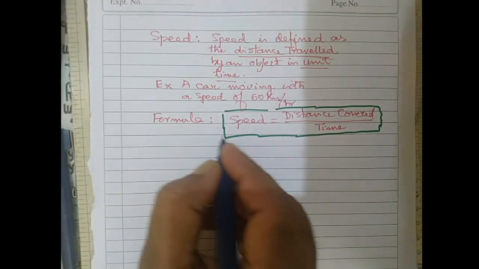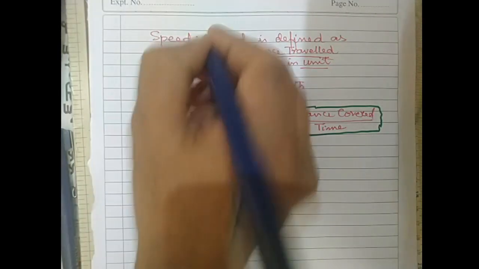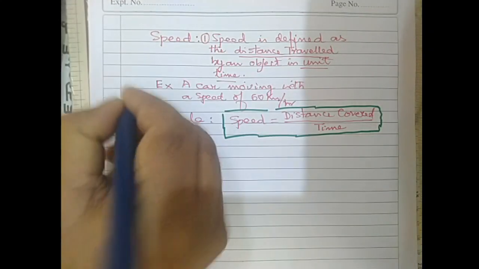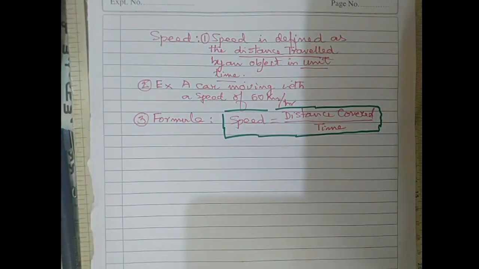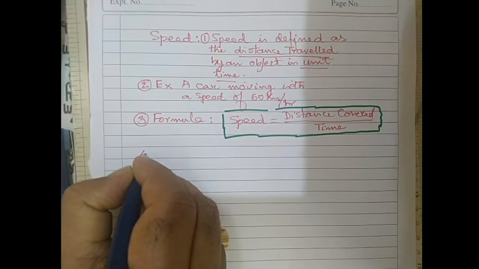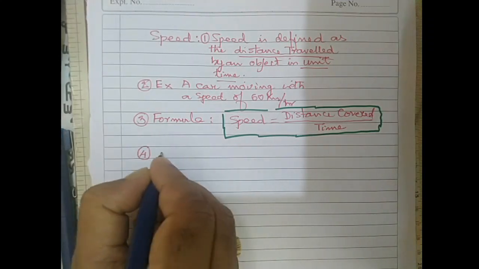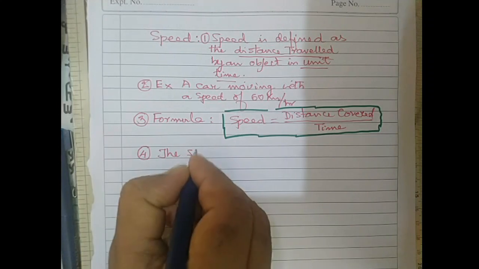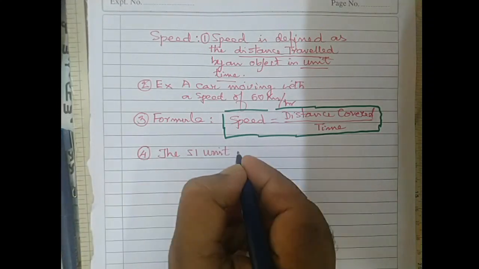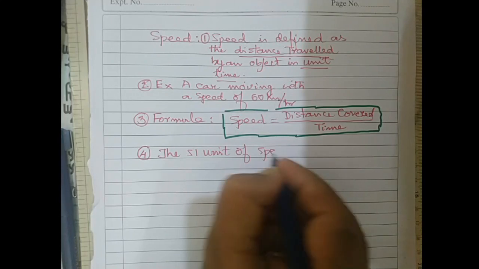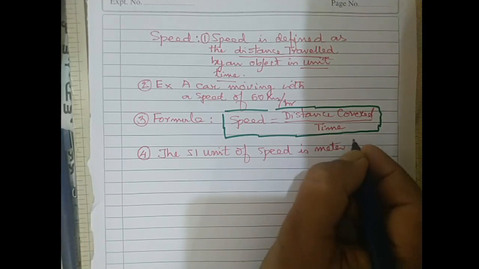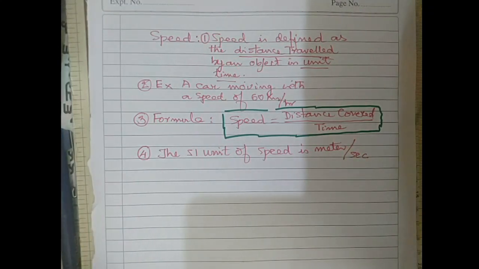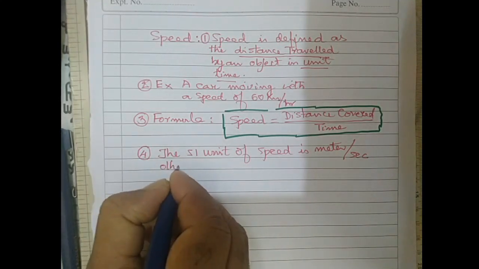So this is the first point, definition. Second point, example. Third point, formula I am giving. You see, point wise I'd like to explain you. Now fourth point, I'd like to tell you the SI unit. The SI unit of speed is meter per second. Meter per second only we will calculate, we use it, but other units are there, general units.